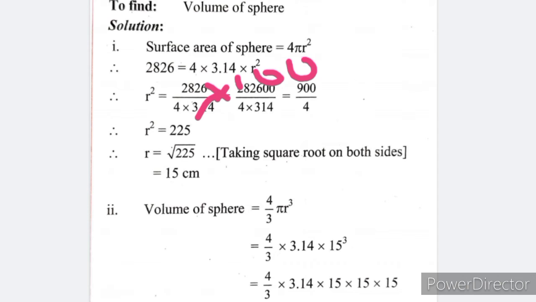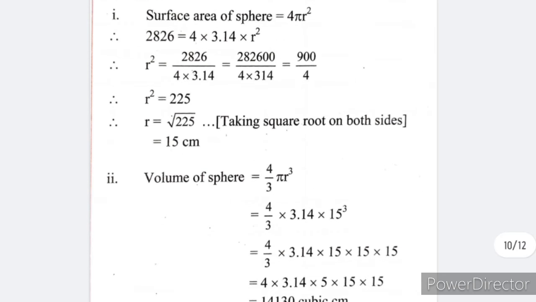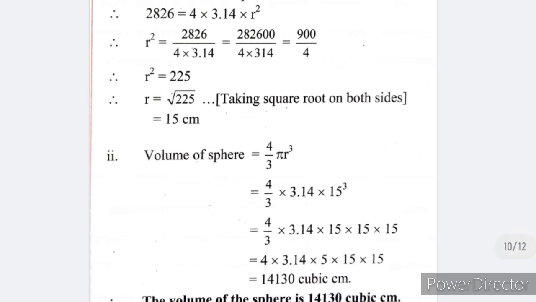So 2826 into 100 is 2,82,600, that we have written. Okay, and if we divide it, we will get the answer in fraction form, that is 900 upon 4, and if we divide that also, we will get the answer as 225. R square is 225, so we need only r, so we will take square roots on both sides. We will get the answer as 15 centimeter.